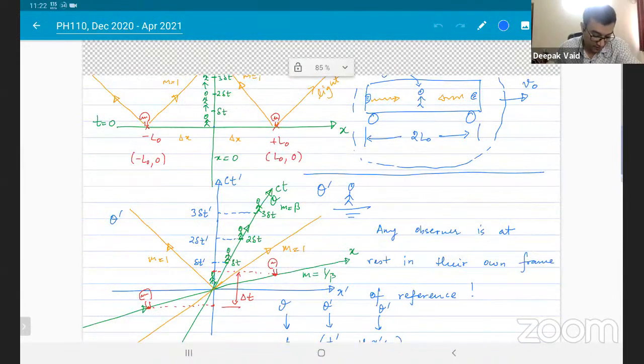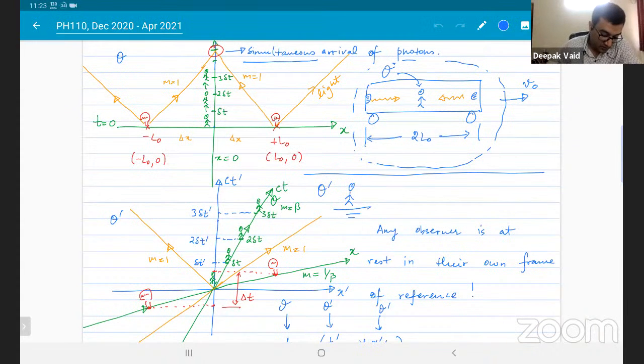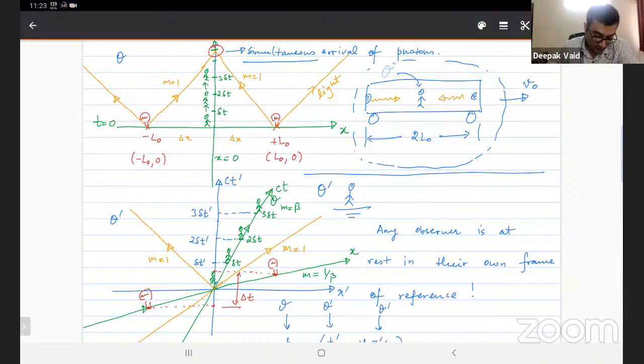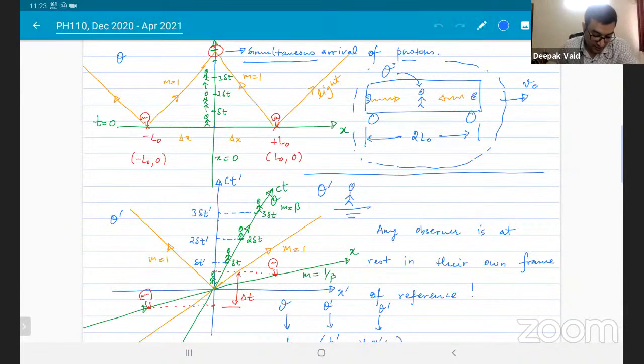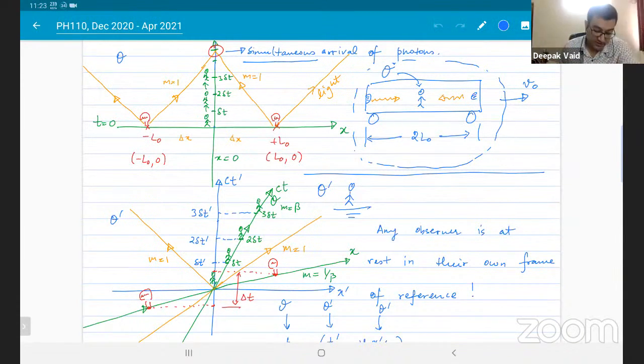That means you have two observers, one is O and one is O prime. According to O, there are two lamps, and these two lamps emit light, and that emission of light is simultaneous as seen by O. By simultaneous, we mean that it happens at the same time, so those events happen on a constant time slice as seen by O.